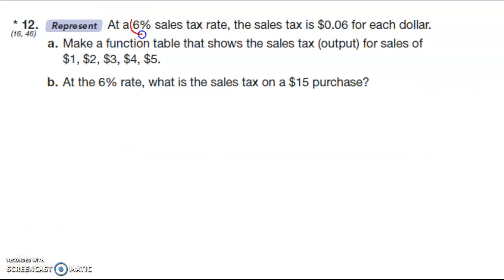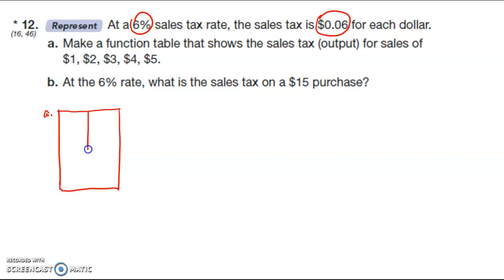Okay, at 6% sales tax, the sales tax rate is 6 cents for each dollar. Make a function table that shows the sales tax output for one. Okay, so let's do that first. So this is A. I know it sounds awful. It's not as bad as it sounds. So this is the dollars, and this is the tax. So we know 1, 2, 3, 4, and 5.